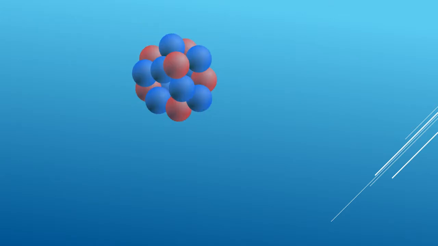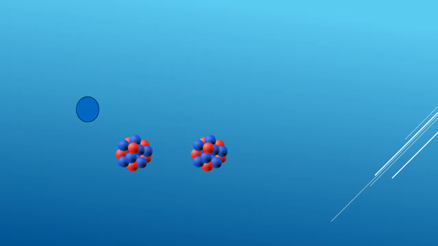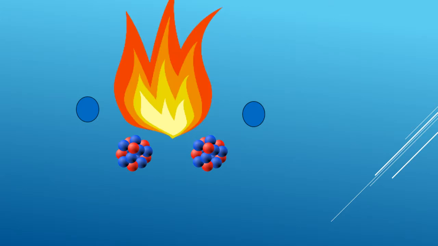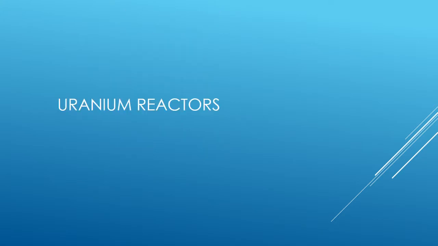This unstable nucleus splits up into two smaller nuclei. In addition, one or two neutrons and an extreme amount of energy in the form of heat are left over as well. This heat is harnessed and is converted into electrical energy using a turbine and a generator. We will now discuss how nuclear fission is utilized in a standard uranium reactor.